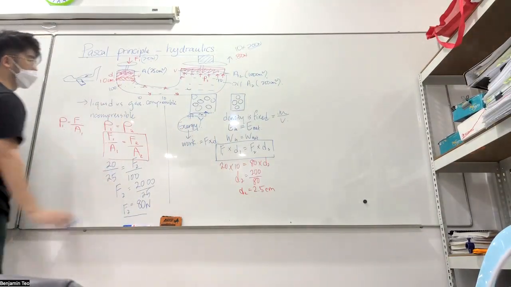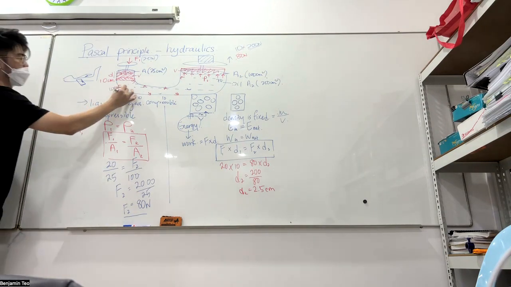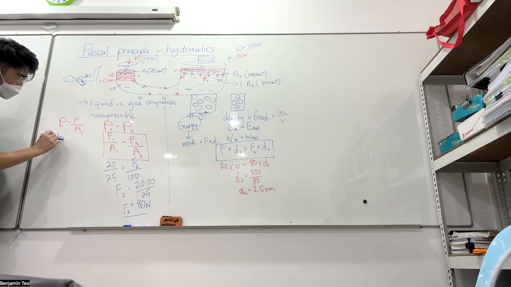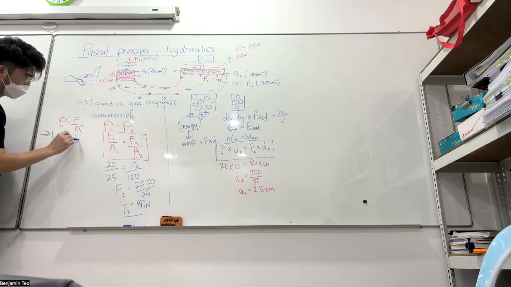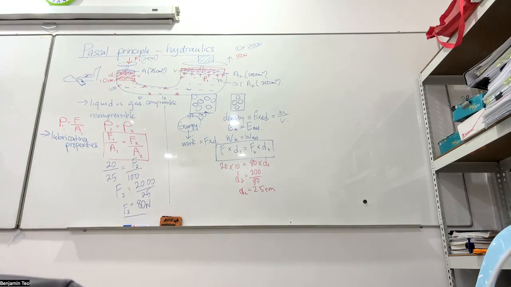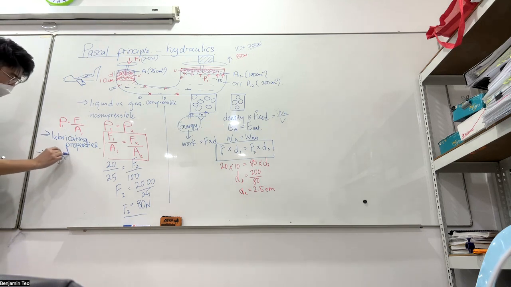Why do we use oil but not water? Number 1. Question that they will ask you. Lubricating properties. Okay. Number two, high boiling point.